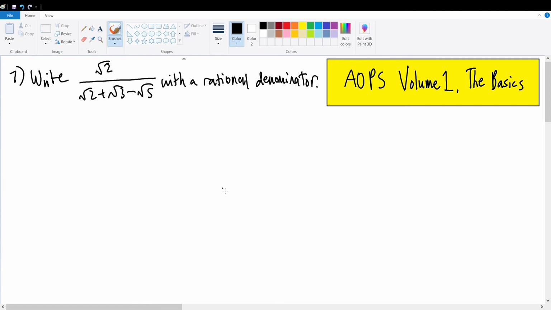AOPS Volume 1, The Basics, Number 7. Write root 2 over root 2 plus root 3 minus root 5 with a rational denominator.